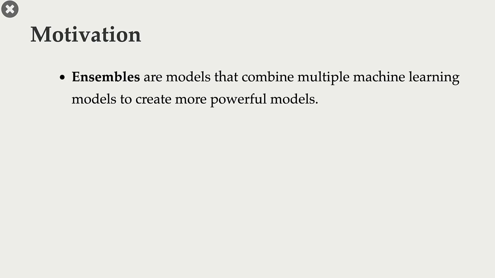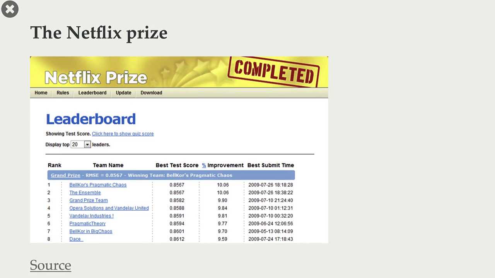Let's talk about ensembles. What are ensembles? They are models which combine multiple machine learning models to create more powerful models. This is kind of an outdated example, but it's still relevant in the context of ensembles. In 2006, Netflix launched a machine learning competition for predicting movie ratings. They declared a prize of $1 million for whoever could improve the scores of their current system by 10%.